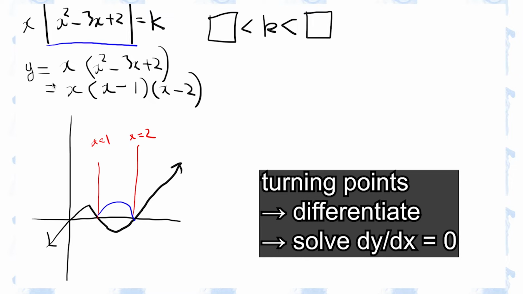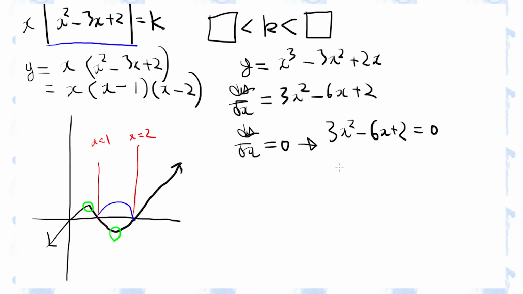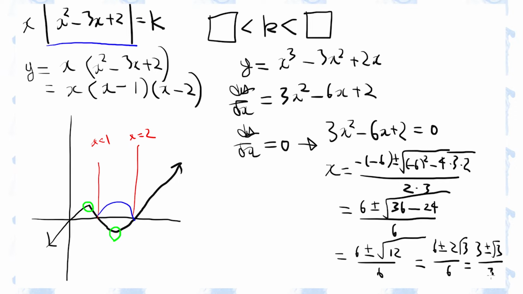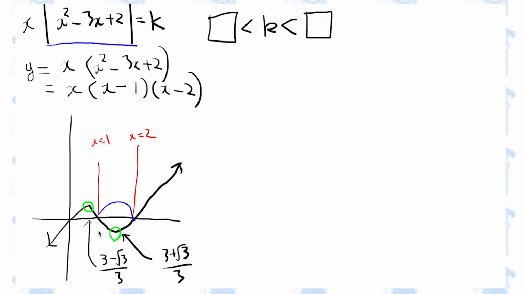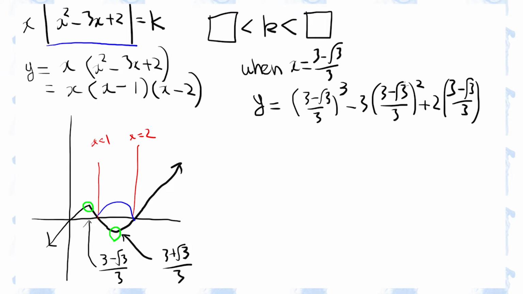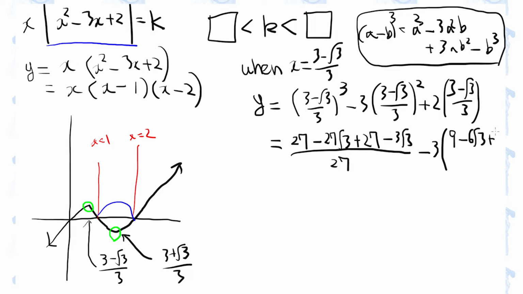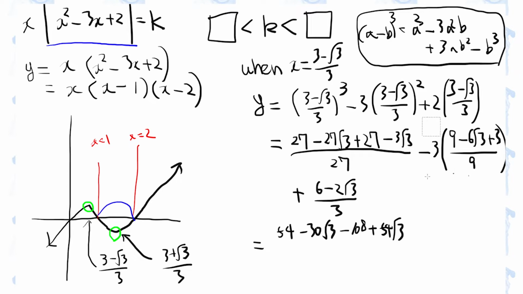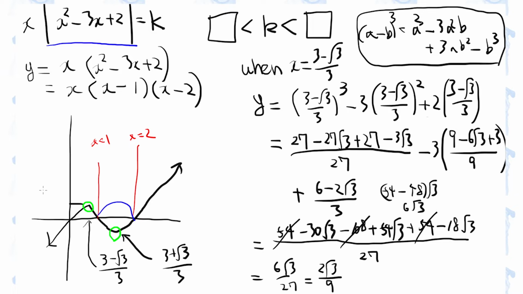And next, let's differentiate this cubic function in order to find the coordinates of the turning points. Let's use the quadratic formula to find the value of x. Now let's find the y-coordinates of these 2 points. So the y-coordinate is 2 root 3 over 9. And since this portion is flipped upside down, the y-coordinate of this point is also 2 root 3 over 9.